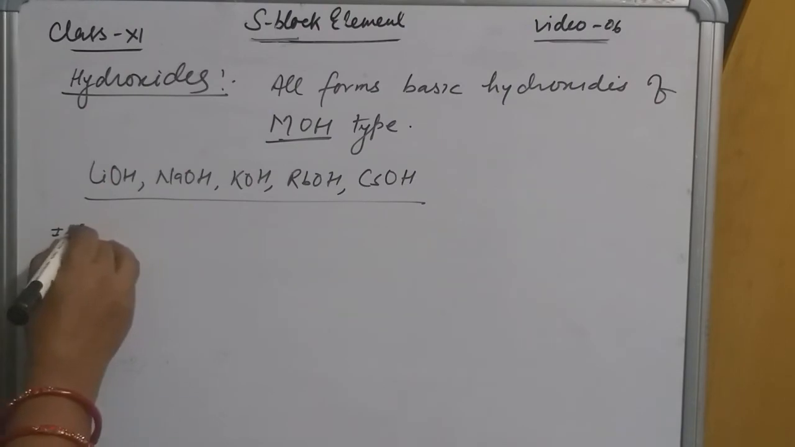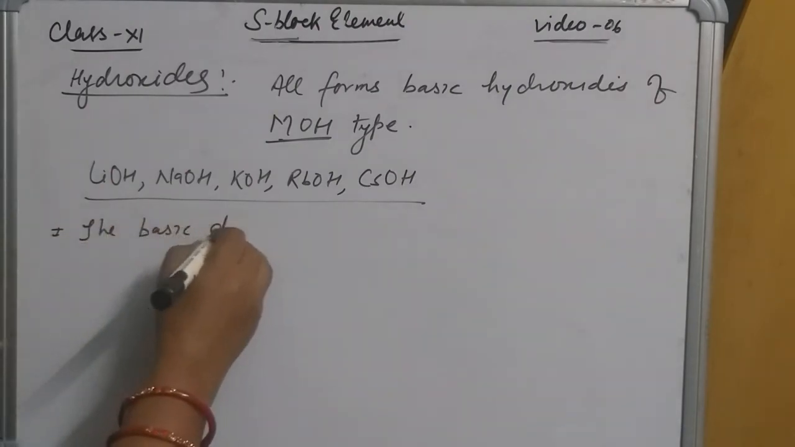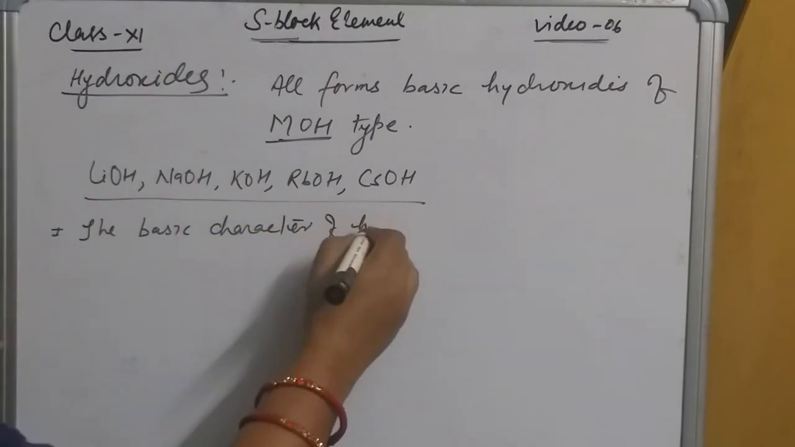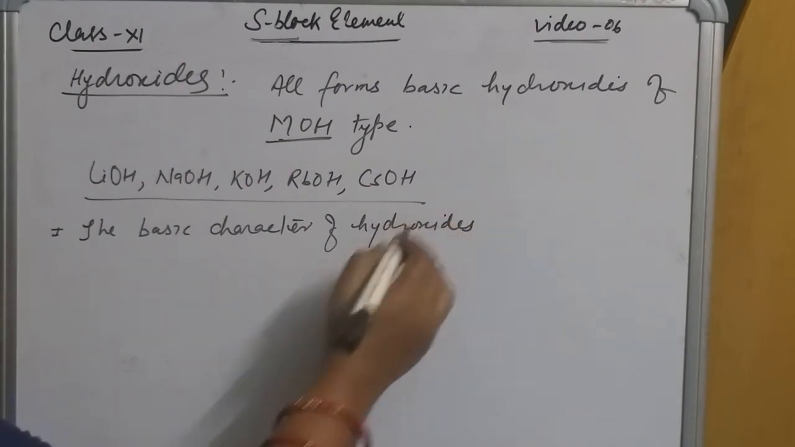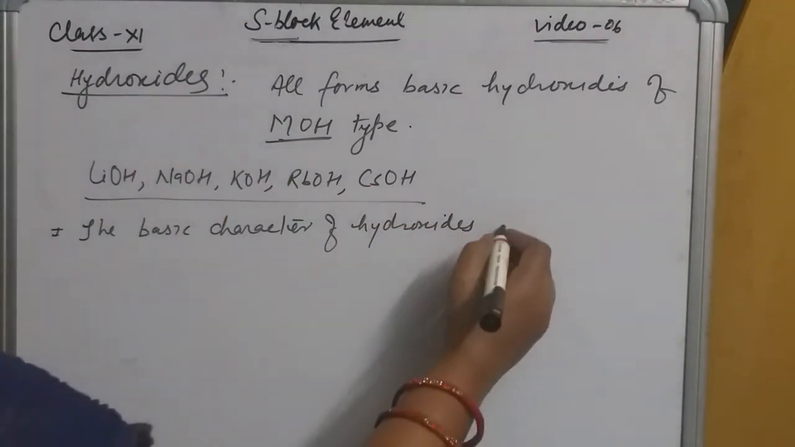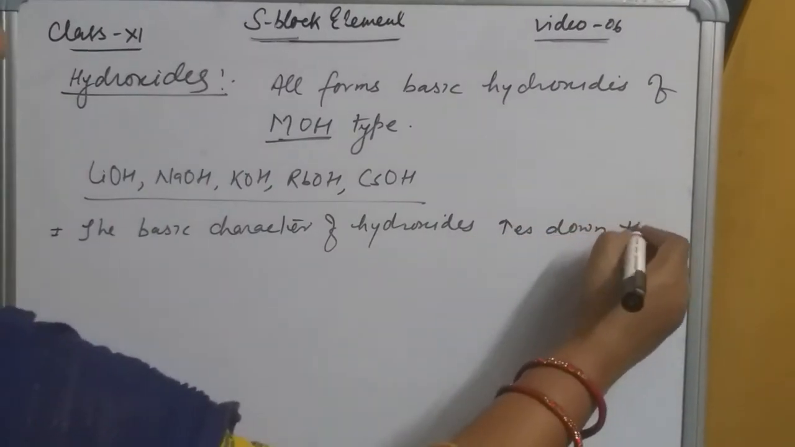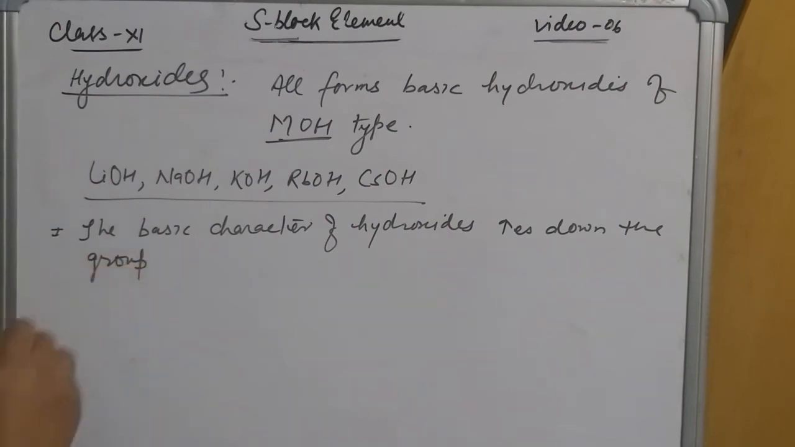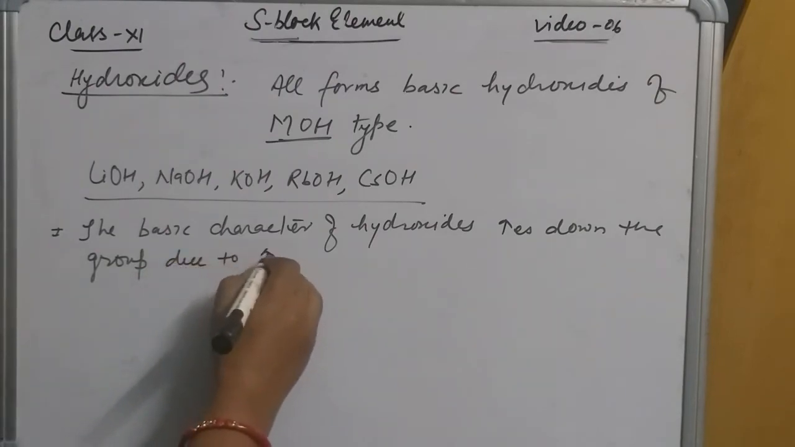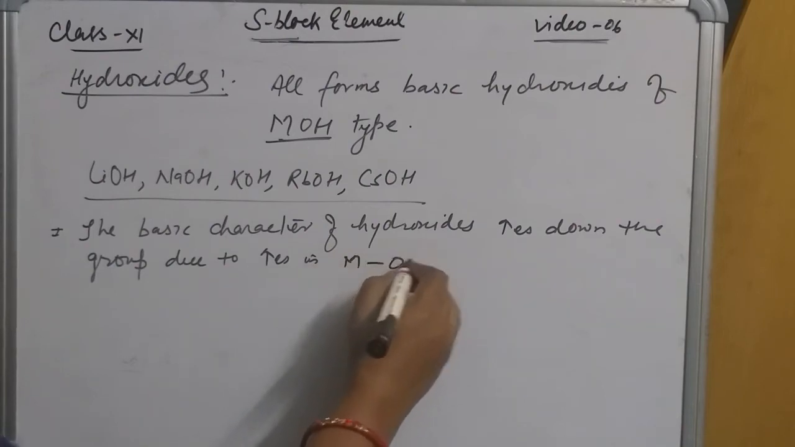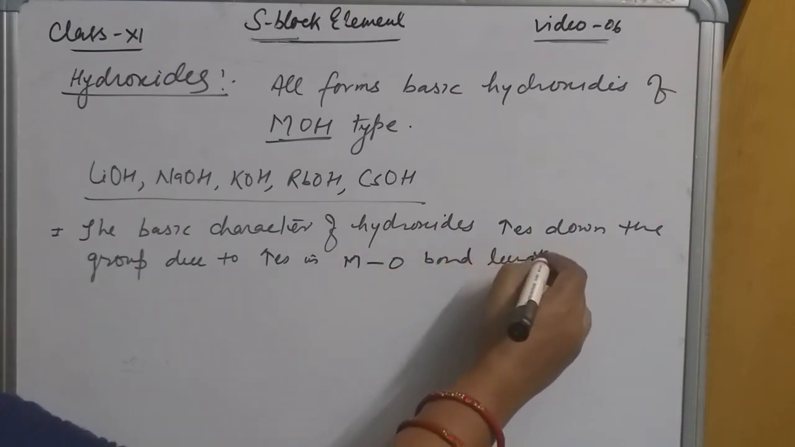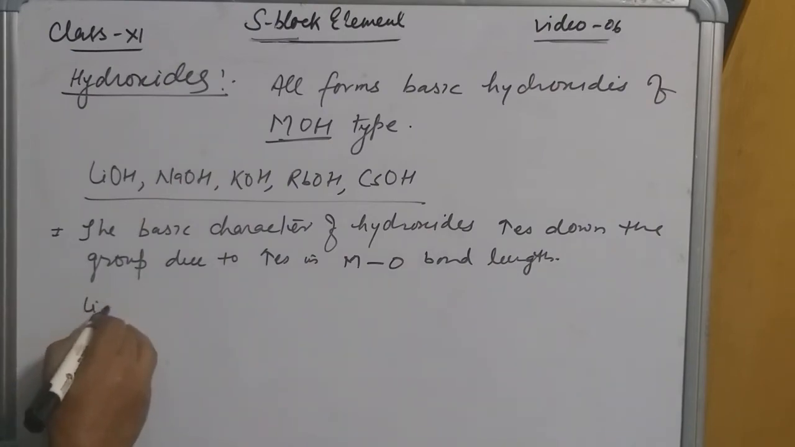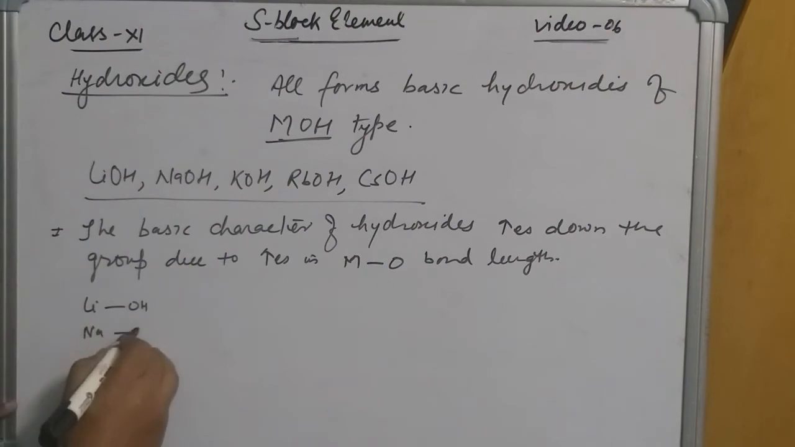The basic character of hydroxides increases down the group due to increase in M-O bond length. So lithium hydroxide, sodium hydroxide, potassium hydroxide, rubidium hydroxide, and cesium hydroxide.